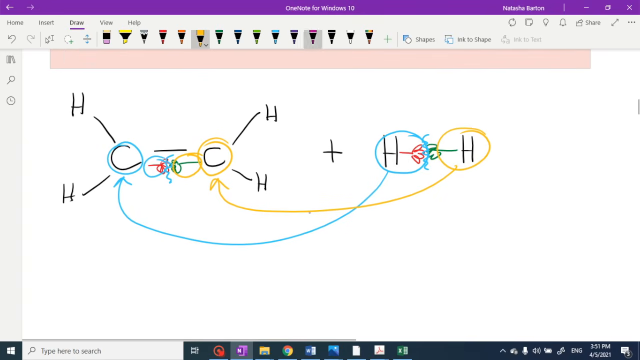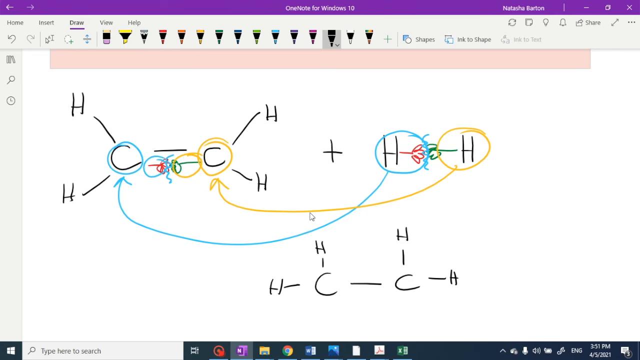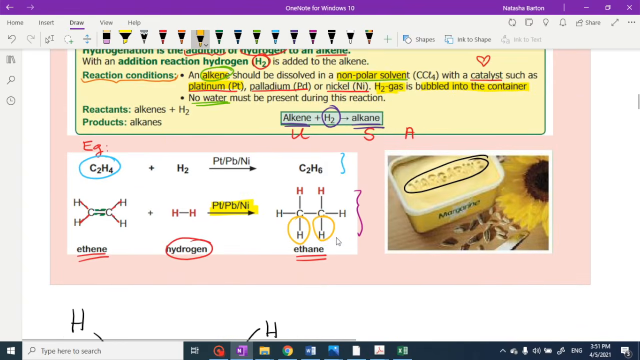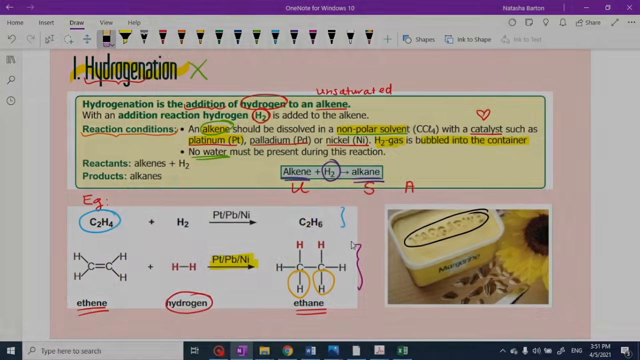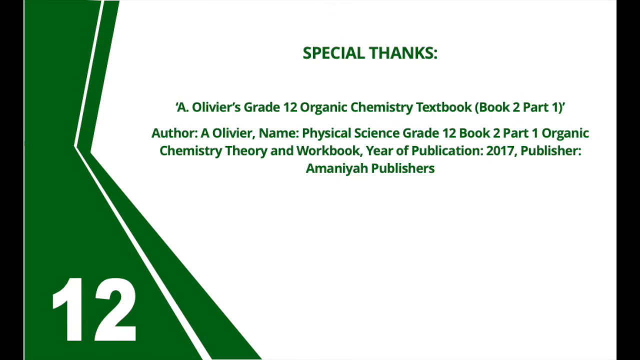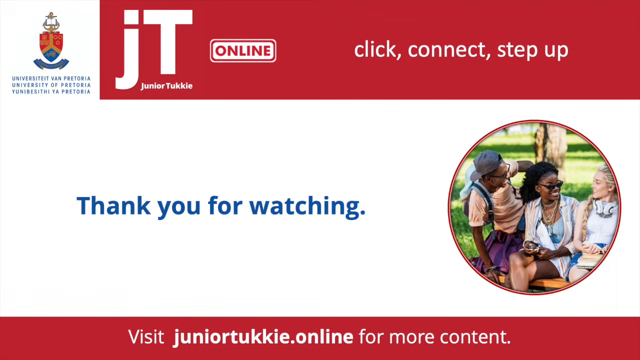And then in the end, we are going to have the C, single bond C, the original hydrogen atoms that were there. But from this, we're going to have one hydrogen there and another one over there. And in the end, we only have one type of compound. This here is a hydrogenation reaction. Our double bond is broken so that hydrogen can bond to ethene in order to form a saturated hydrocarbon called ethane. And that is the end of this video.